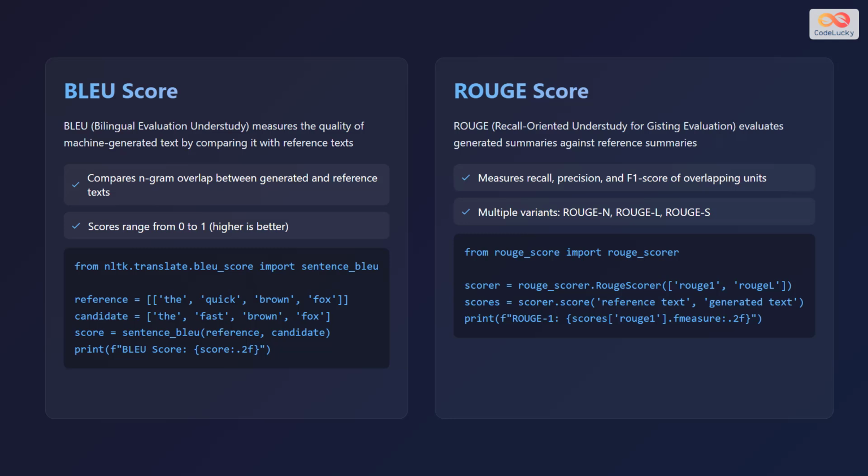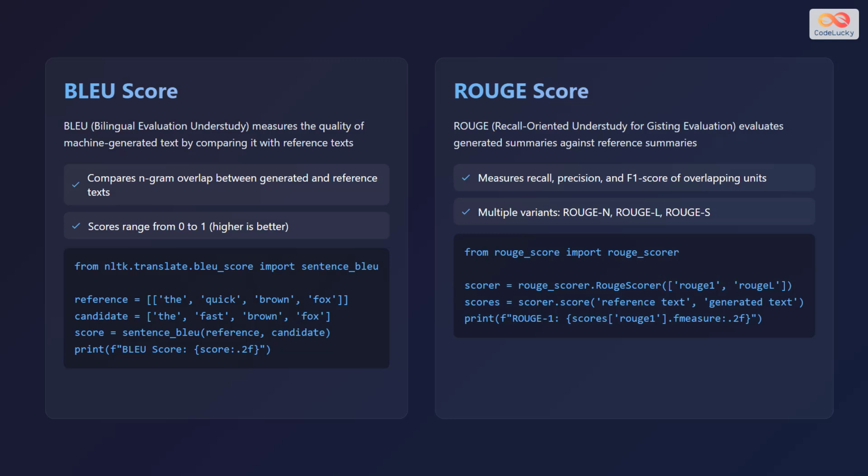From NLTK Translate, import sentence BLEU. Set the reference to the quick brown fox. Set the candidate to the fast brown fox. Calculate the score using the sentence BLEU function with reference and candidate as arguments. Then print the BLEU score, formatted to 2 decimal places.